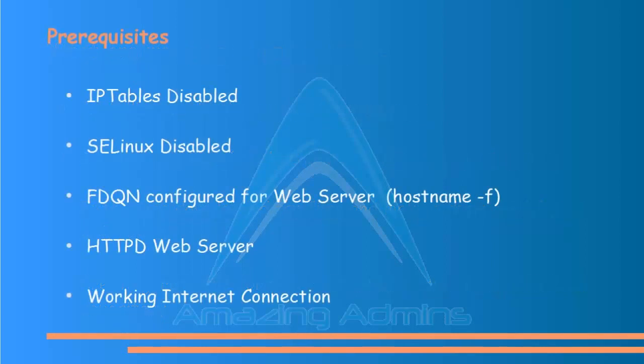Before continuing with creating the local repo, there are prerequisites which have to be done. The first is that iptables should be disabled, SELinux should be disabled, and a fully qualified domain name should be configured for the web server. If you want to use the web server on other machines, we'll have to map the IP address along with the host name of the web server on that machine too. Then the HTTPD server, that is the web server, should be installed, and obviously we need a working internet connection on the computer. All these prerequisites have been mentioned in the previous tutorials. You can find them by browsing the playlist on the Amazing Admins channel on YouTube.